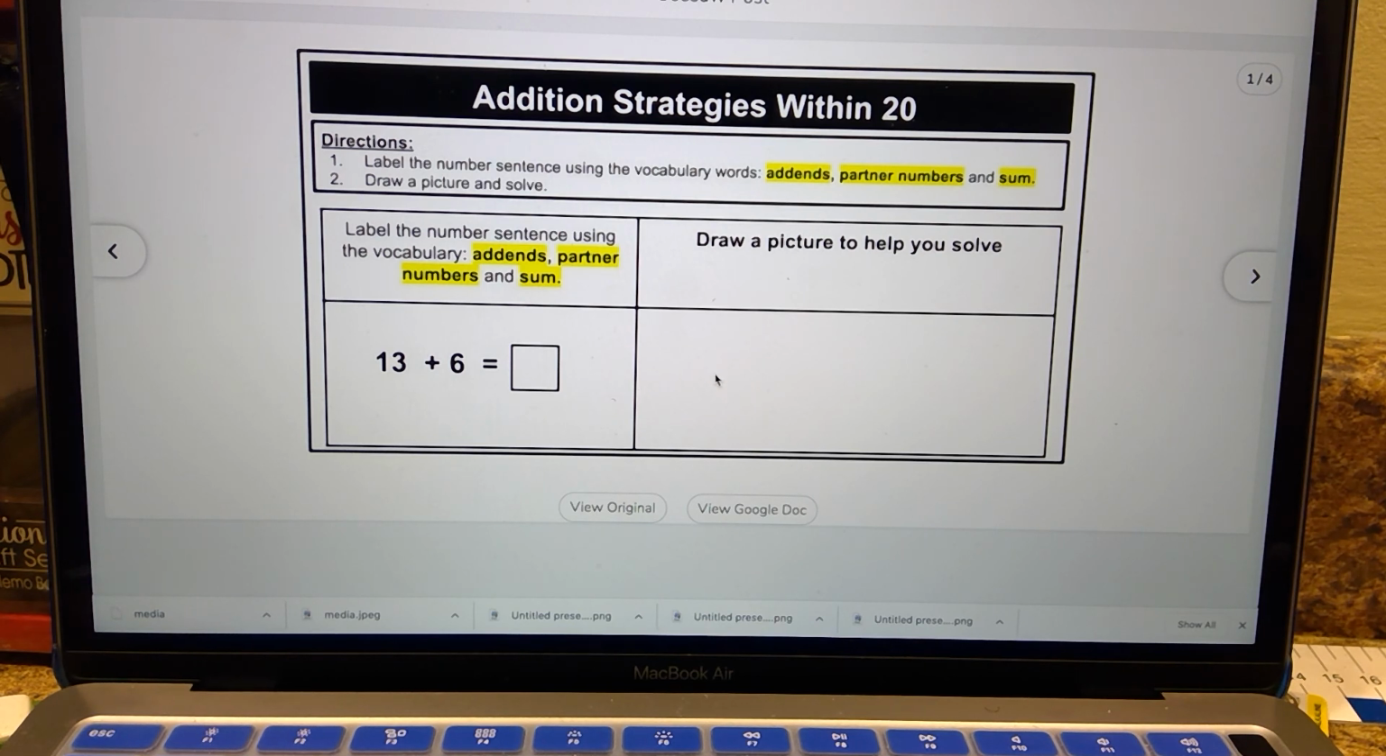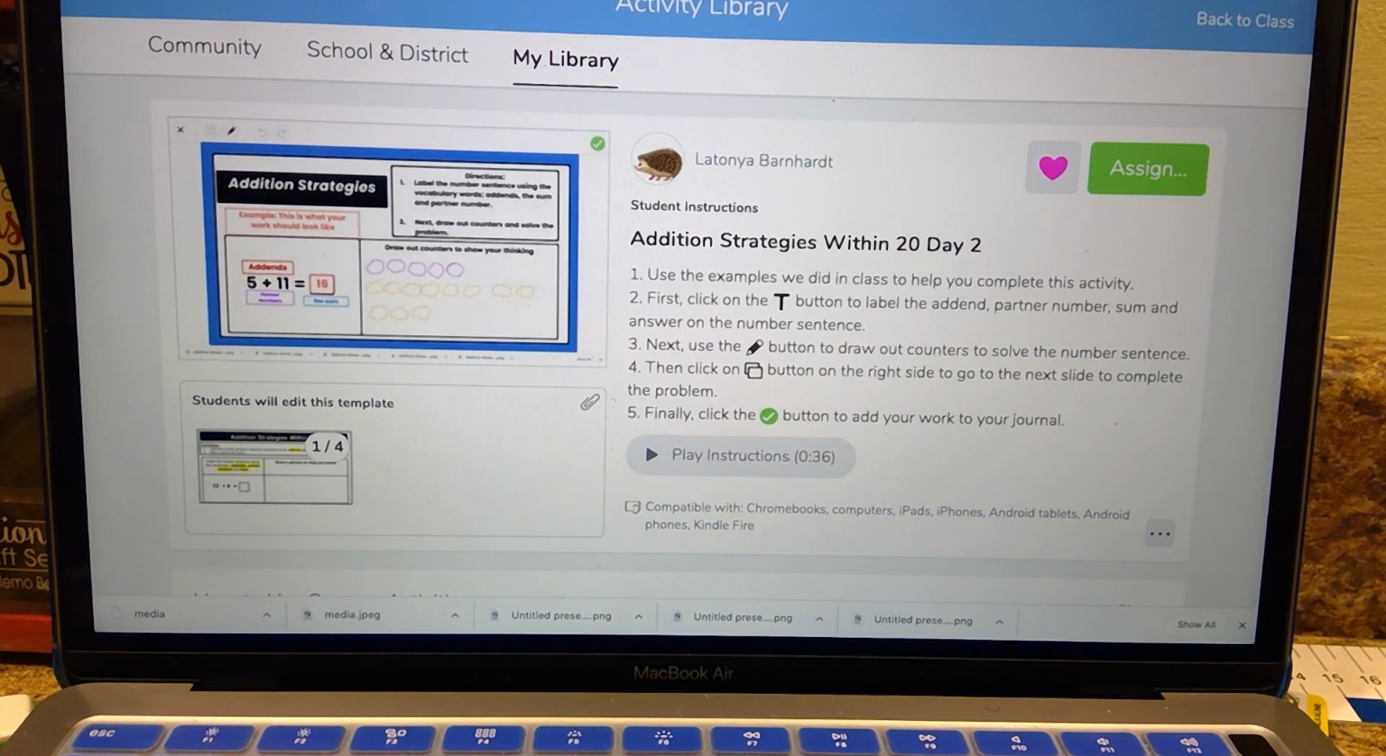Show that number sentence using the 2 different counters, okay? Or use your pencil to show 13 on one row and 6 on the other. And that is what you will be doing in your Seesaw account for today, okay? You're looking for addition strategies within 20, day 2, all right?